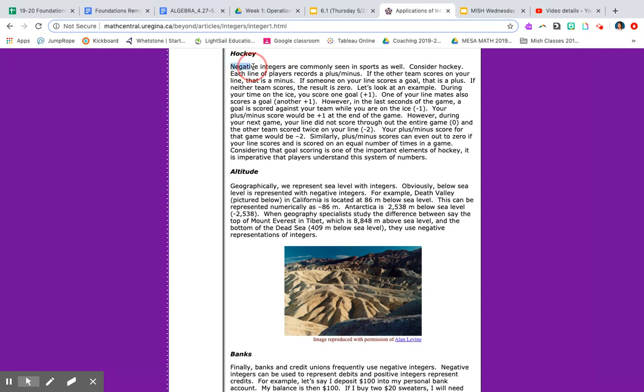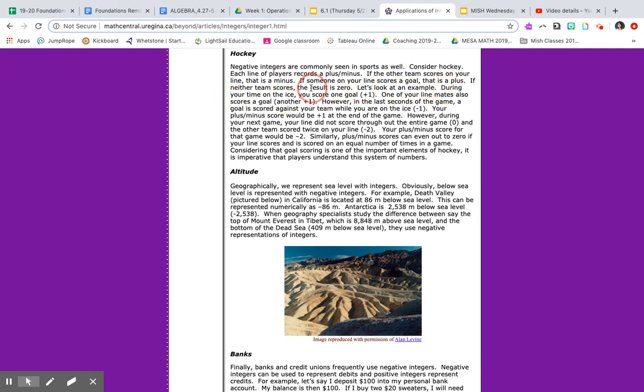Hockey. Negative integers are commonly seen in sports as well. Consider hockey. Each line of players records a plus or minus. If the other team scores on your line, that is a minus. If someone on your line scores a goal, that is a plus. If neither team scores, the result is 0. Let's look at an example.